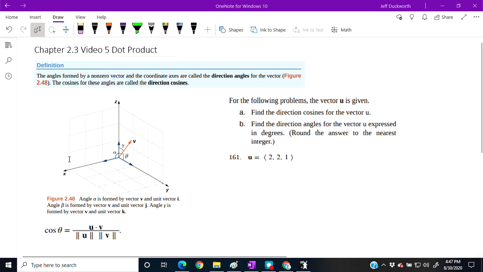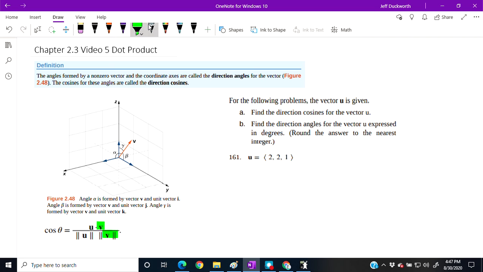So down below where you see this v, we'll have a vector u. For the v, we're going to use the unit vectors. So we'll use i, which is 1, 0, 0, j, which is 0, 1, 0, and so forth.